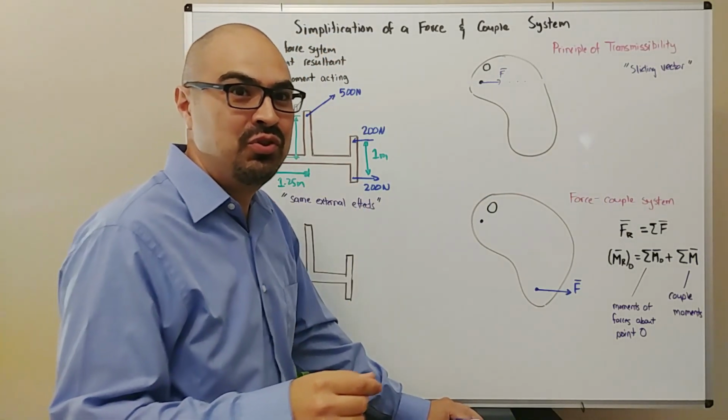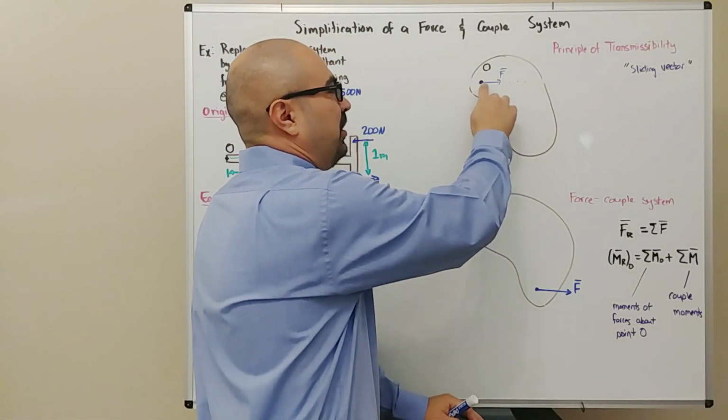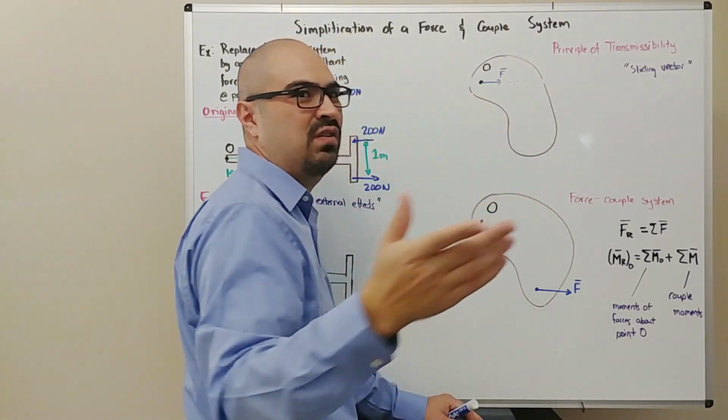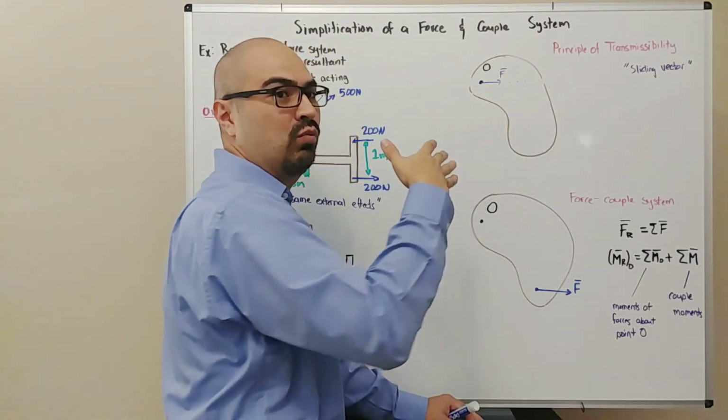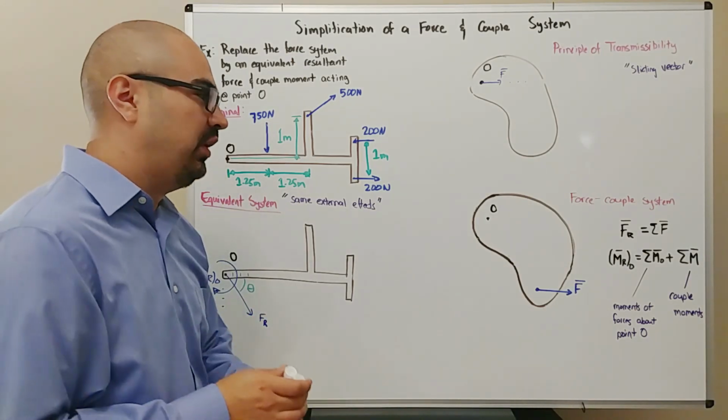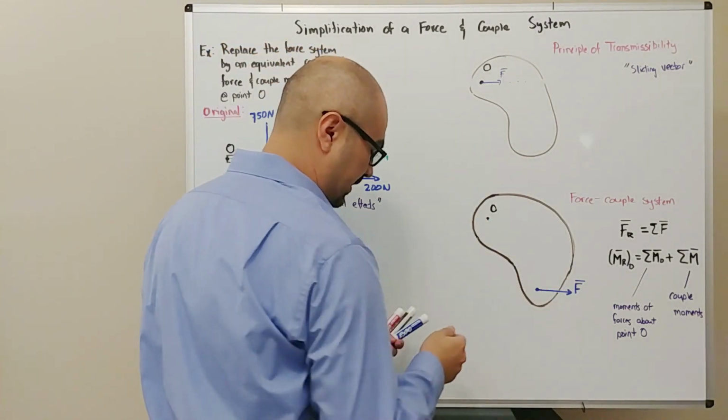So again, if you're interested in finding out what's going on at a point that's on the line of action of the force, you can simply slide that force to that point, no problem. So what happens when the point of interest is not on the line of action of the force?